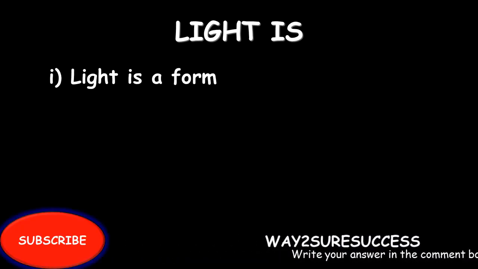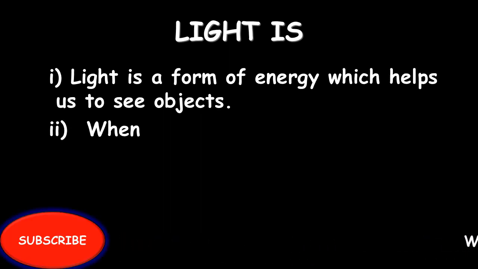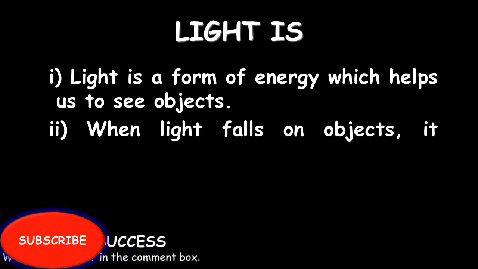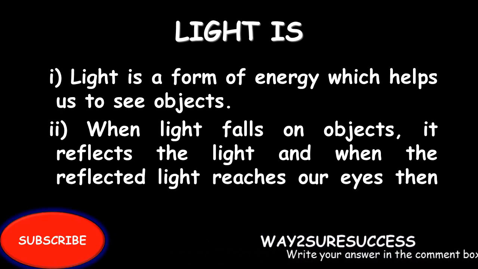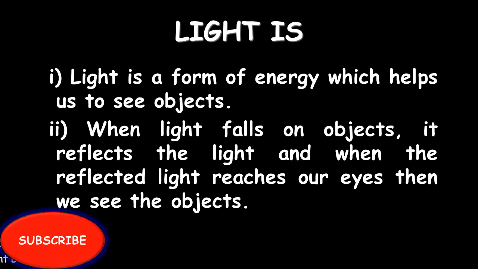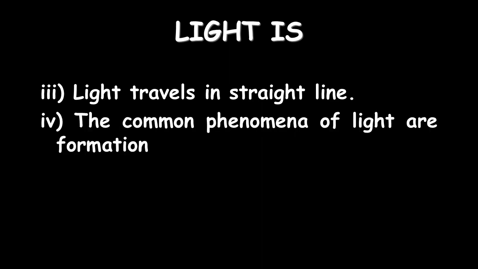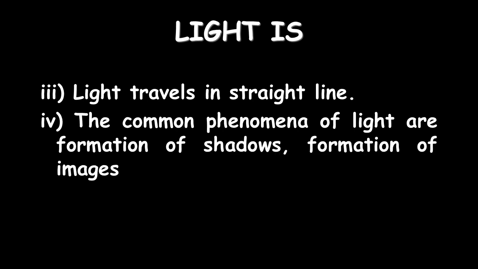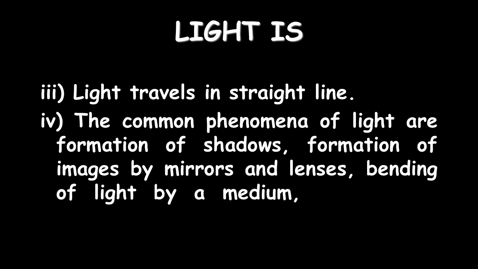So how can I define light? First thing, light is a form of energy which helps us to see objects. When light falls on an object, it reflects the light, and when the reflected light reaches our eyes, then we see the object. Light always travels in a straight line. The common phenomena of light are the formation of shadows, formation of images by mirrors and lenses, bending of light by a medium, twinkling of stars, formation of rainbow, etc.